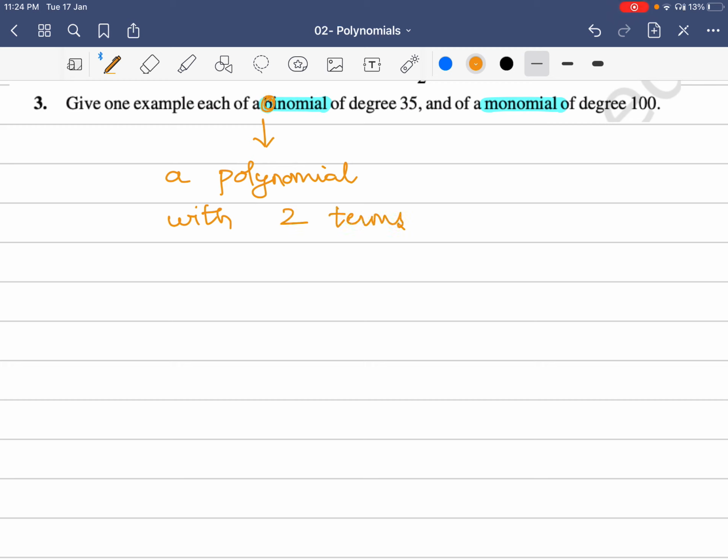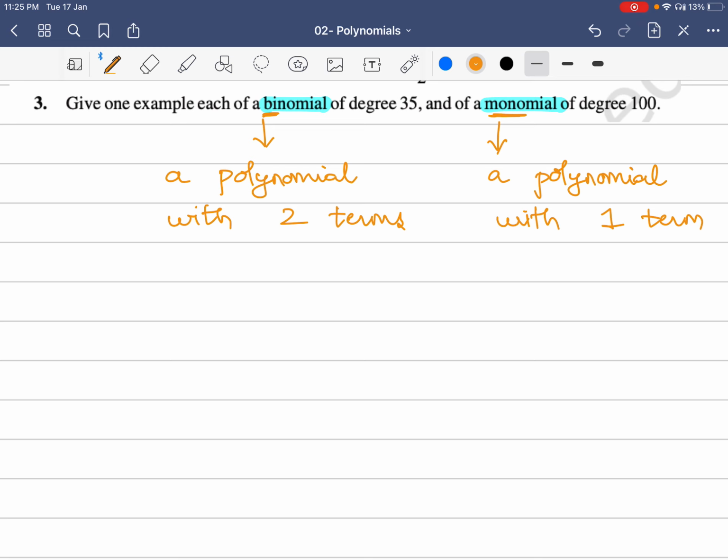Hence this word bi. This bi is for two, and mono stands for one. So monomial is a polynomial with one term. Okay, it's called a monomial. And the trinomial is a polynomial with three terms. So based on the number of terms a polynomial has, we have monomial, binomial, and trinomial. So we understood what is a binomial and monomial.